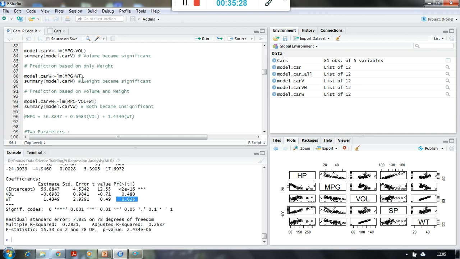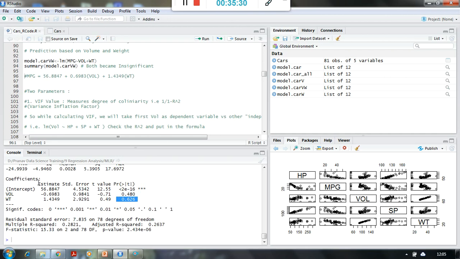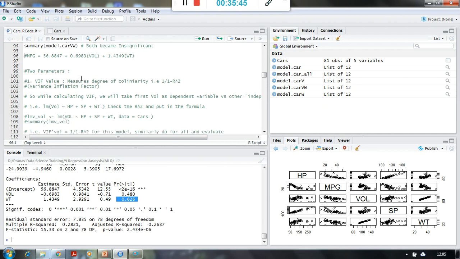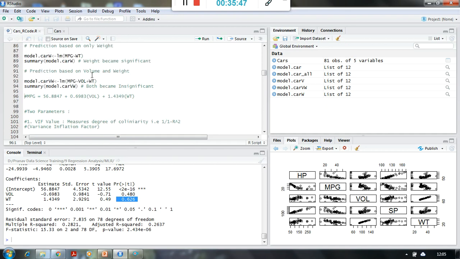So this is the third confirmation which we have got. Why are we not worried about SP and HP? Because the probability values for their coefficients are significant. That is why we are accepting that relationship. But we are not ready to accept the volume and weight relationship. So how do we reconfirm it? There are a lot of different approaches to confirm the volume and weight.